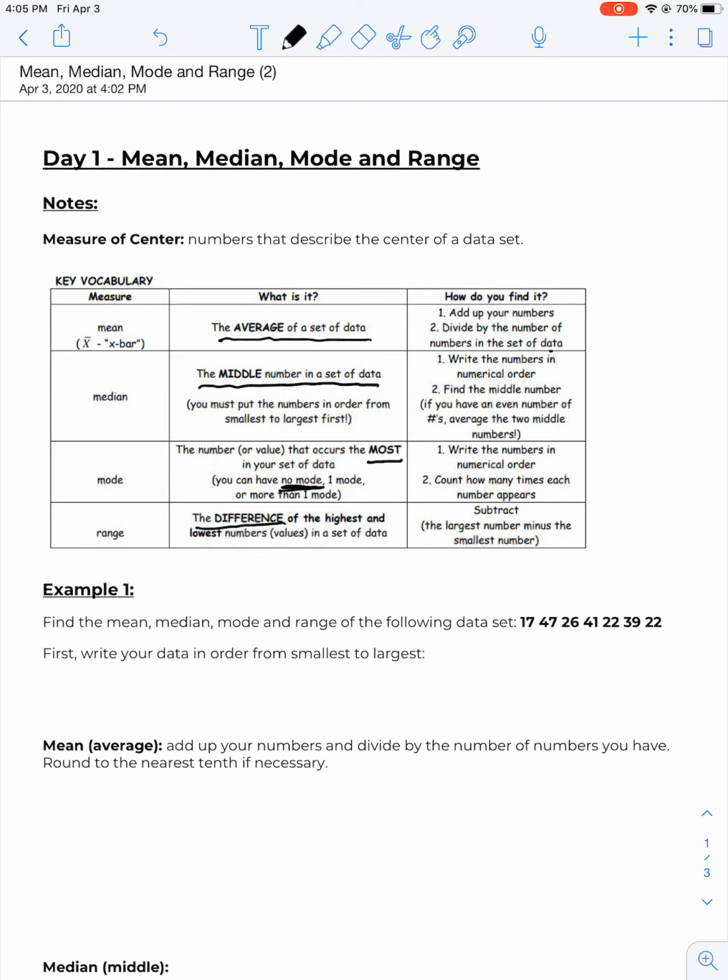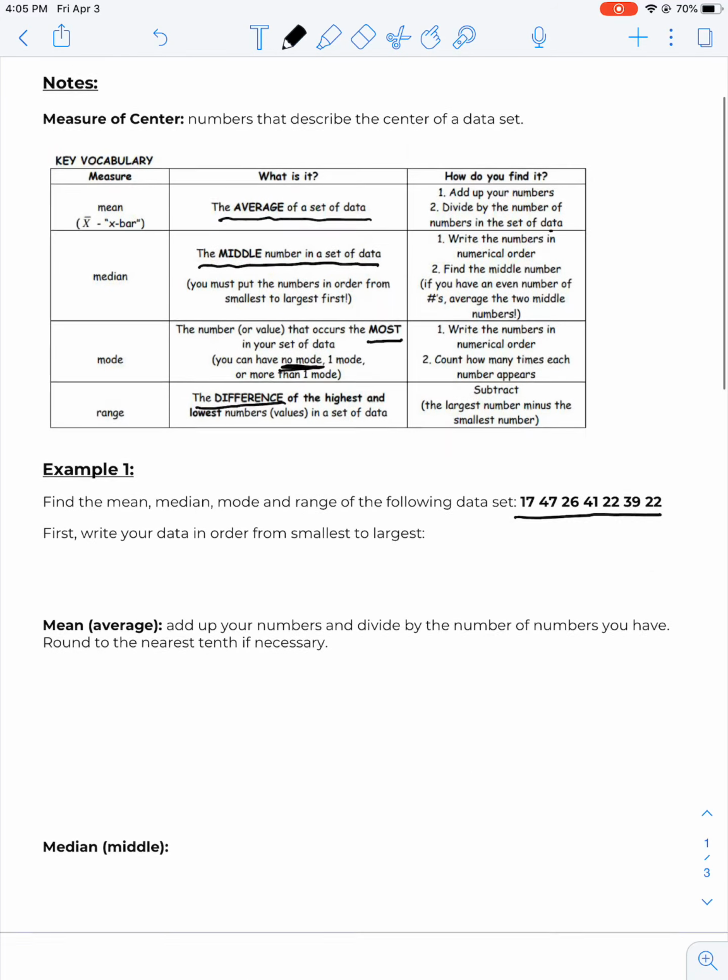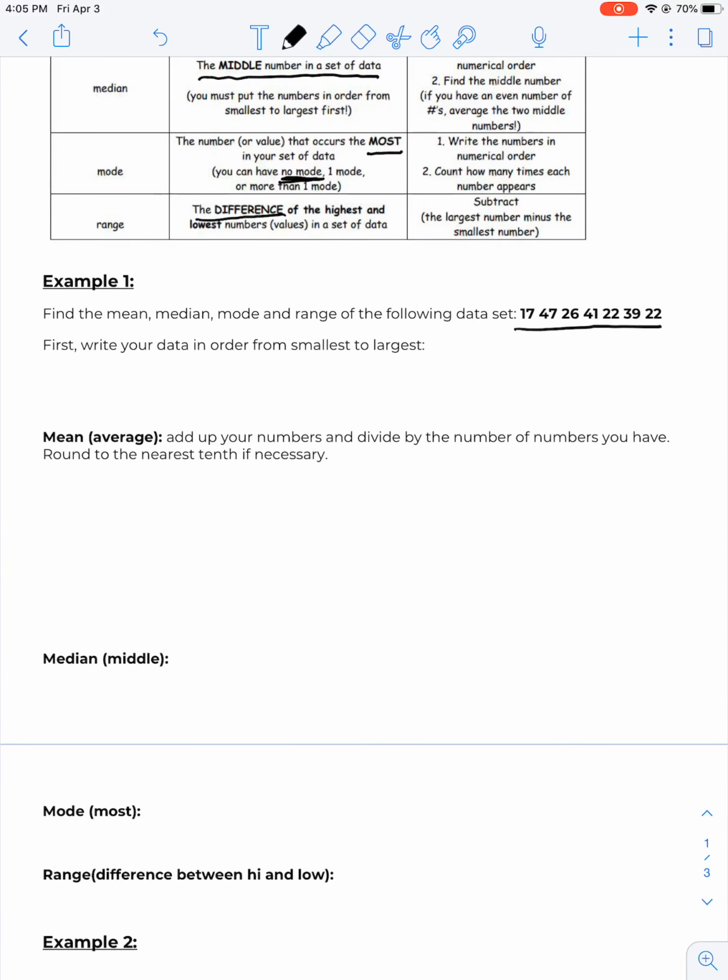So for example 1, we're going to find the mean, median, mode, and the range of the following set of data, which is this right here. The first thing that we're going to do is put it in order from least to greatest. So here we go. We would have 17, 22, 22, 26, 39, 41, and 47.